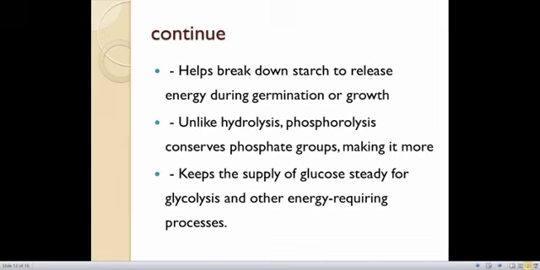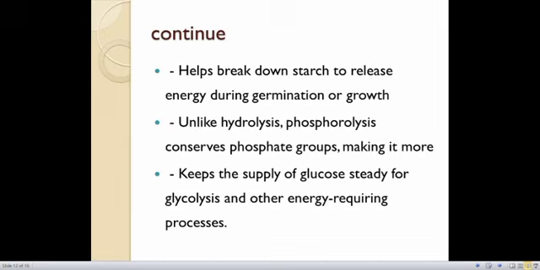Continuing further, it helps break down starch to release energy during germination or growth. We know that in plants, during germination or growth, more energy is needed. So, phosphorylases provide energy during the period of germination and growth.